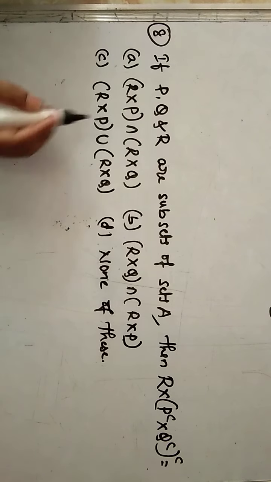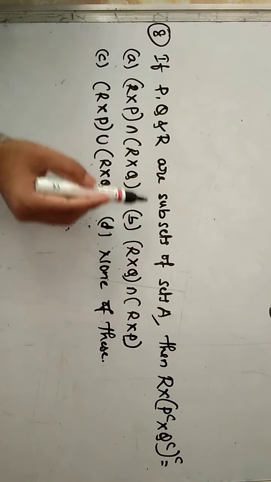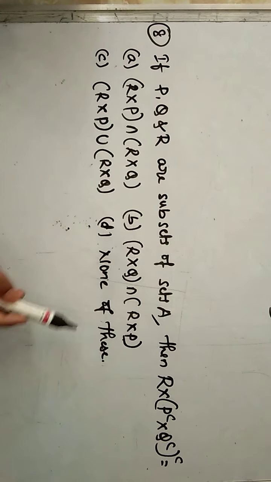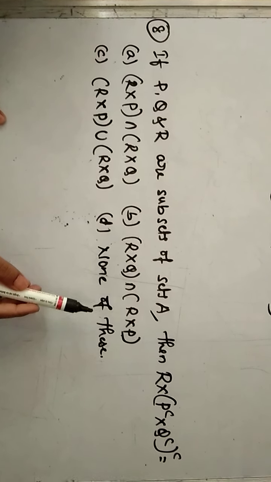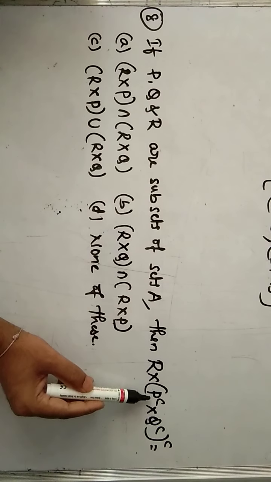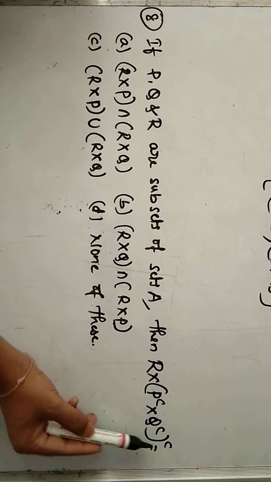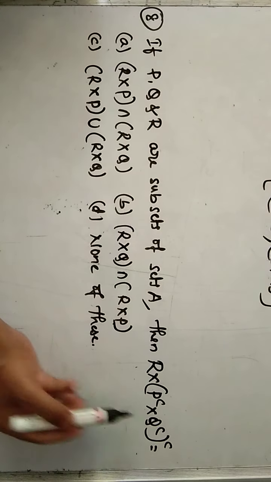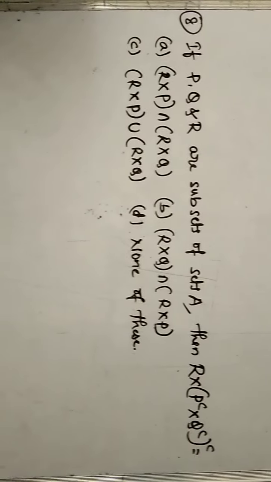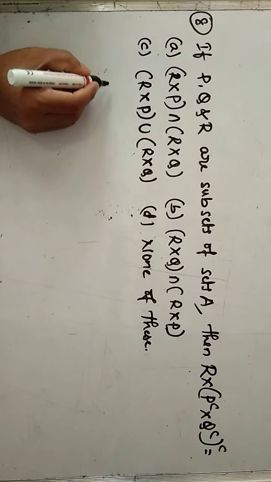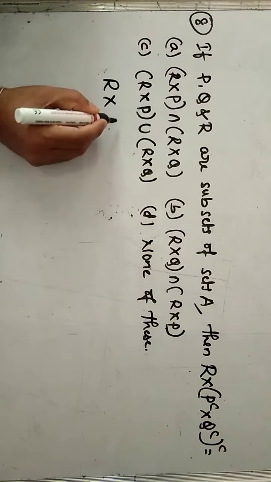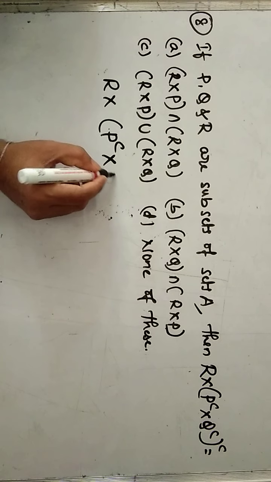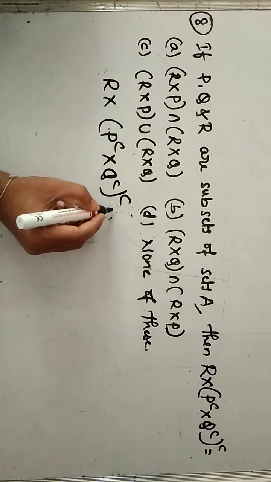Okay, now if P, Q, R are subsets of a set A, these 3 are subsets of a set A, then R cross (P complement cross Q complement) whole complement is equal to what? They are asking, in these 4 options, which is satisfying this condition. Let's see. Now I will write R cross (P complement cross Q complement) whole complement is equal to.